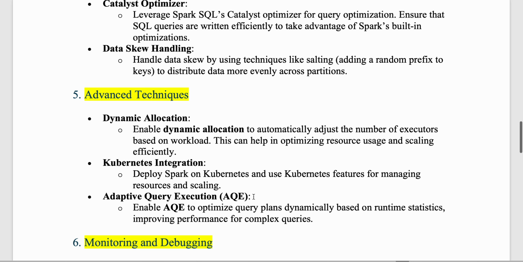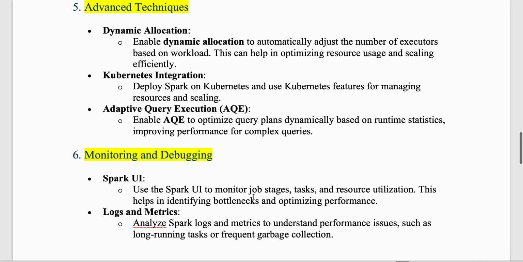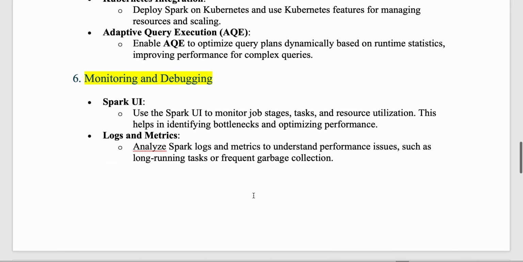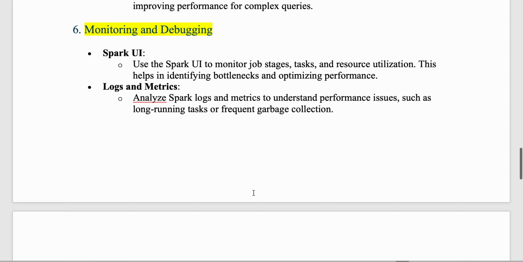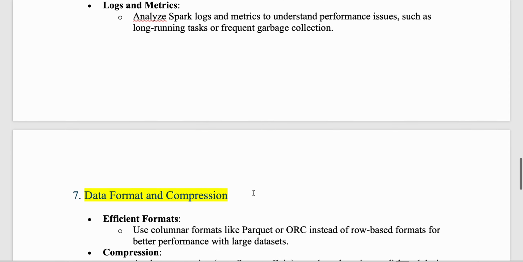Then the other is advanced techniques like dynamic allocation. You can enable dynamic allocation. You can integrate your Spark application with Kubernetes. You can enable AQE, which gives a dynamic execution plan. Then you can monitor and debug from the Spark UI, the history server, and logs, and you can monitor Kibana logs, and based on that you can check where there is a chance of optimizing your job.